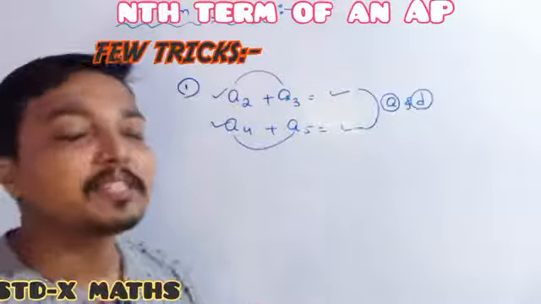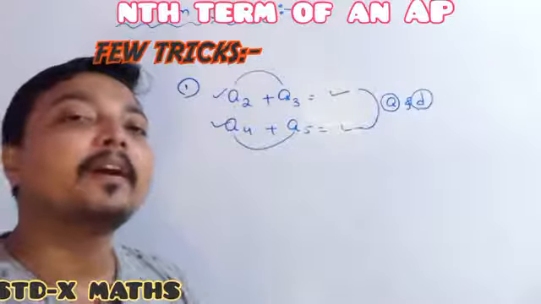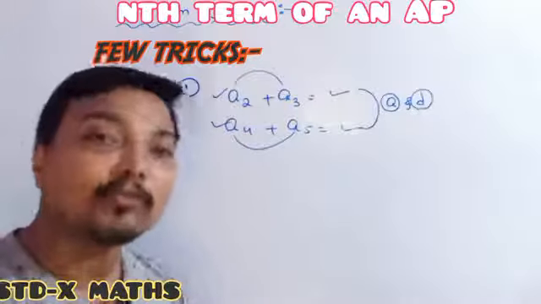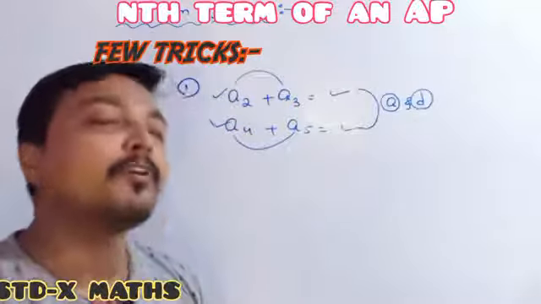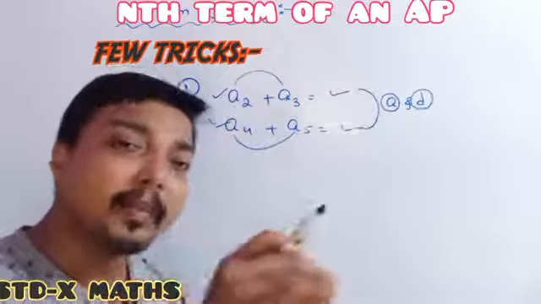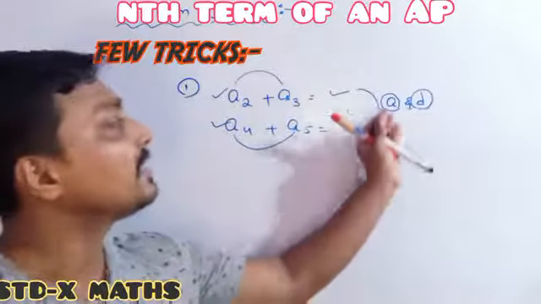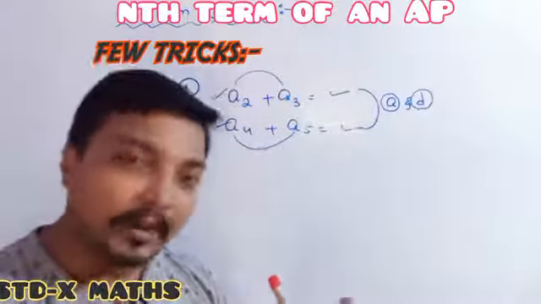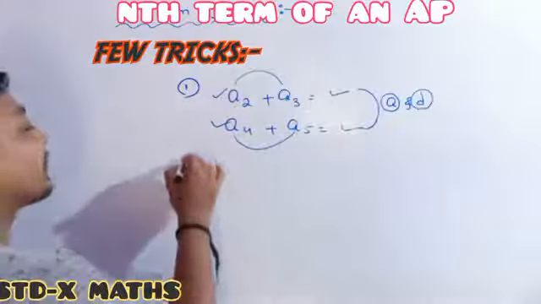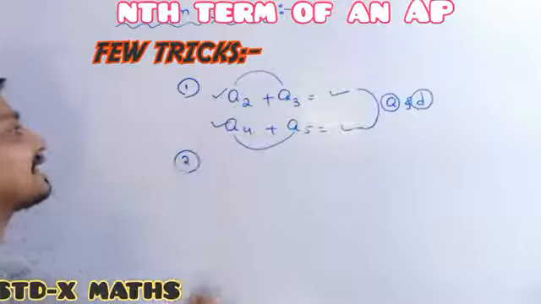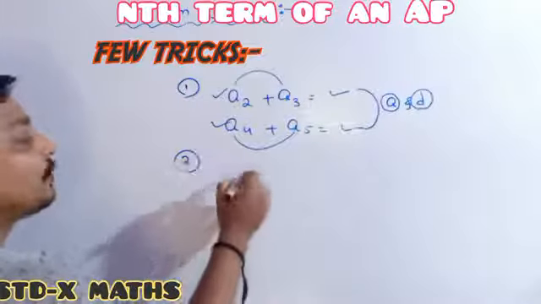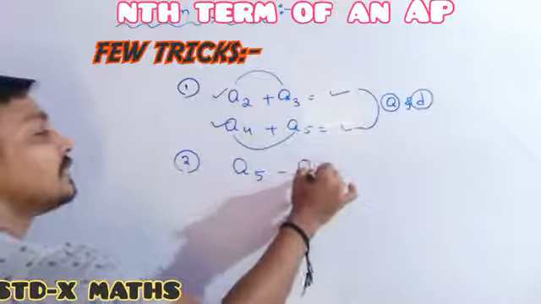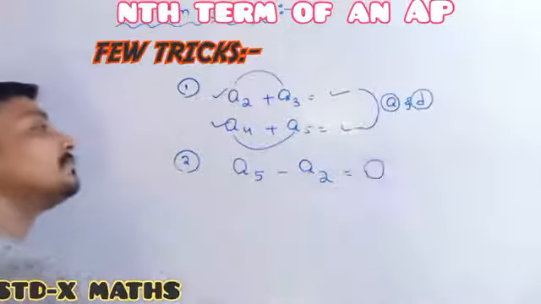This type of situation says, whenever the sum of two terms is given, and once again the sum of another two terms is given, then be sure that by solving these two equations, you can easily find the values of a and d. Perfectly understood this one? Now I want to tell you another trick. The second trick says, everyone see, whenever the situation is given like this: suppose the fifth term and the second term, the difference is given.